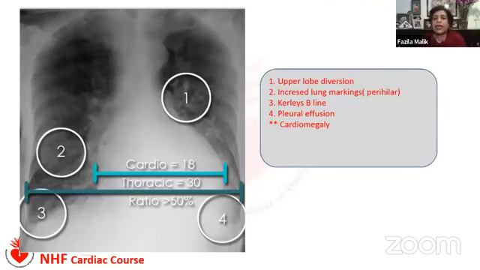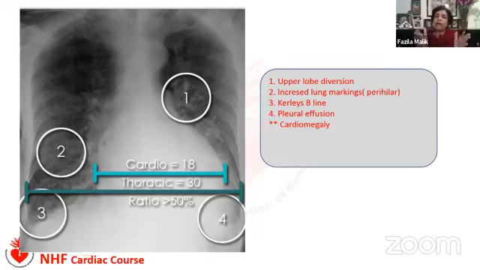And as I was saying, when you have interstitial edema, what do we have? We have cephalization or upper lobe diversion. We have increased lung markings and the perihilar region becomes hazy. We have Kerley's B lines in this X-ray, and we have a very small pleural effusion. It has been marked as 4, but there's just a blunting of the costophrenic angle, and this gives us a clue that there is pulmonary edema.